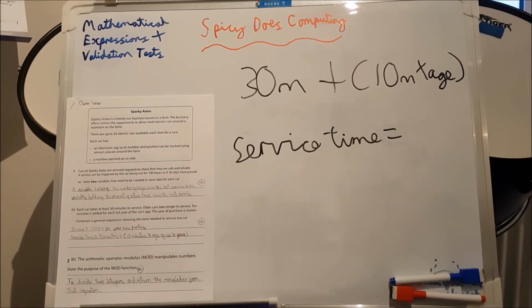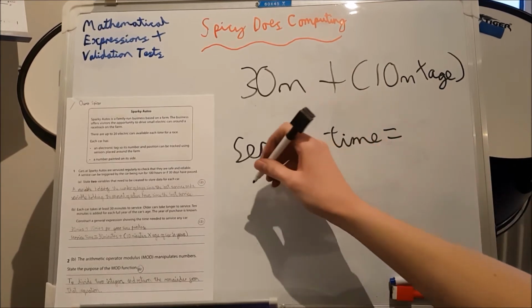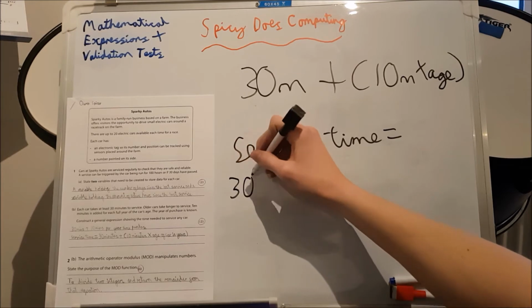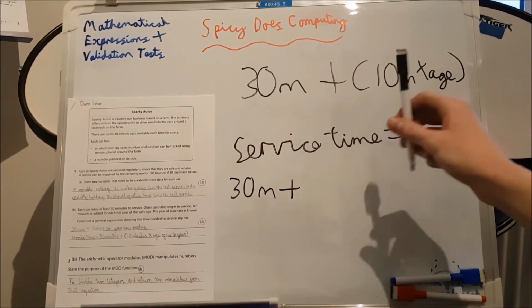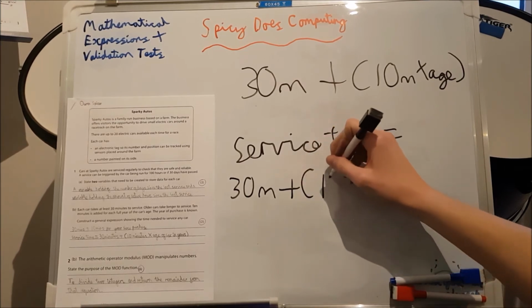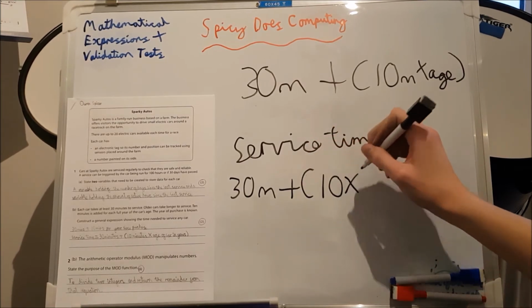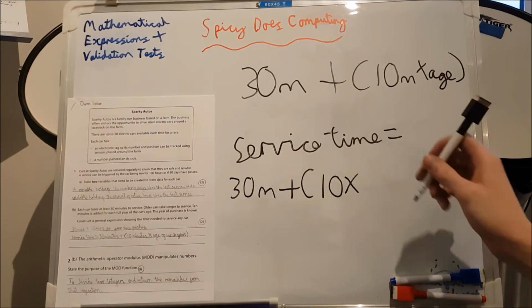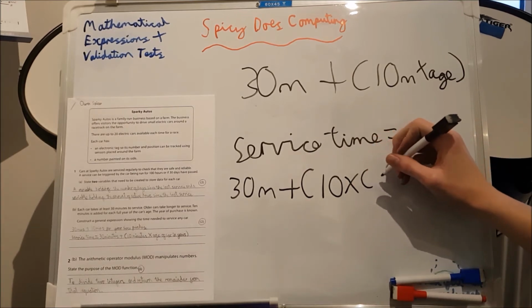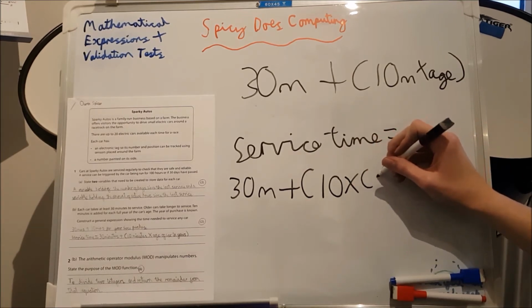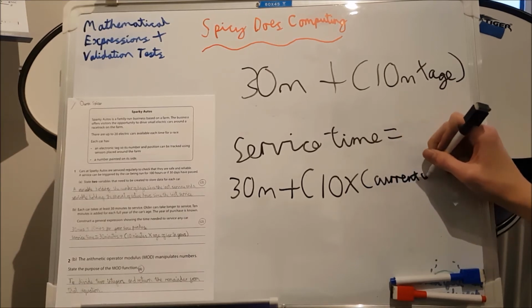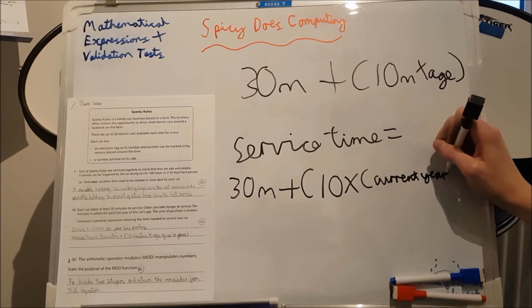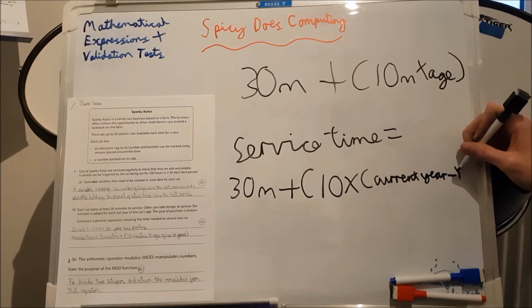So, every car will take at least 30 minutes to service. So that bit, simple, put that in. So, 10 minutes times the car's age. But, how do we get the age of the car? Well, you're going to have to do current year minus the year of purchase.